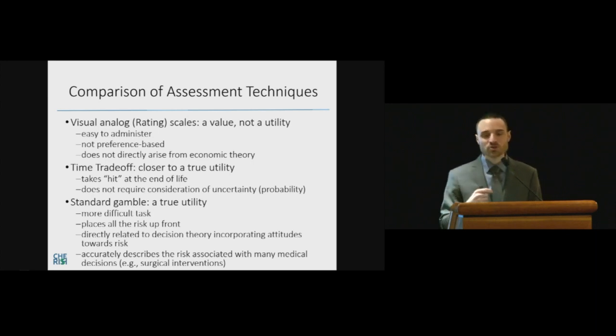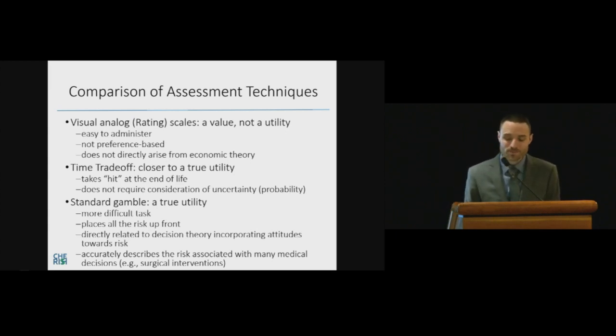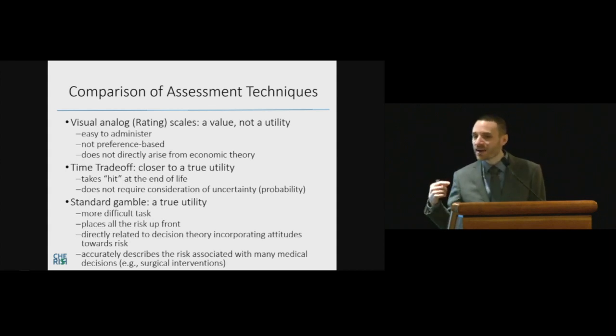So then there's the time trade-off method, right? Well, the time trade-off method, like I said, is a little closer to a true utility. It does take a hit at the end of life because eventually you start running out of years to trade, okay? And it does not require consideration of uncertainty. So there isn't that probability in there.